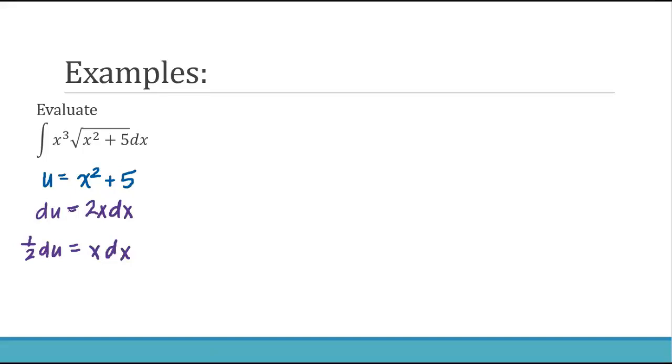So right now I'd be able to replace x squared plus 5 with u and replace one of these x's, there's 3 copies here, the x dx, with a 1/2 du, but I'm still going to have an x squared left over. So let's split this up to be able to see that. I'm going to put the radical x squared plus 5 in the front. And I can think about x cubed as x times x squared dx.